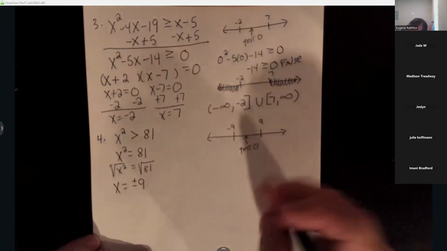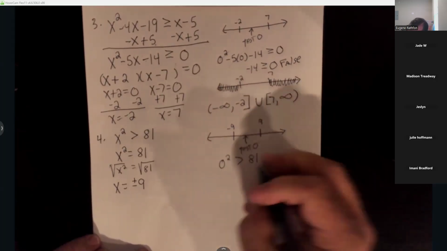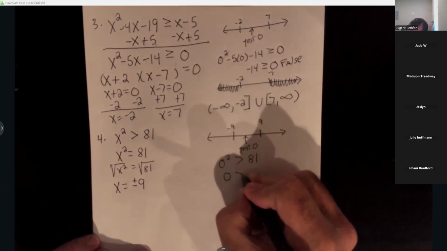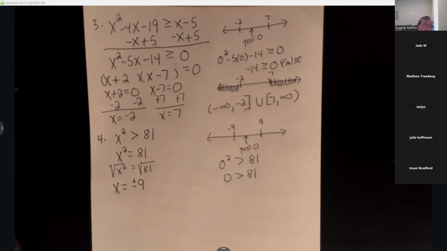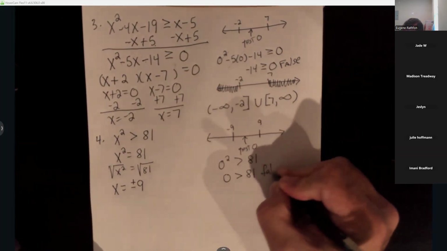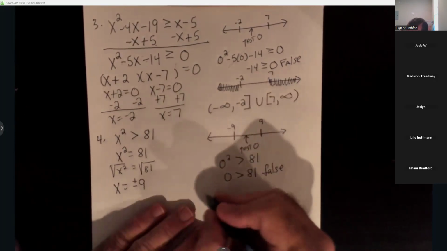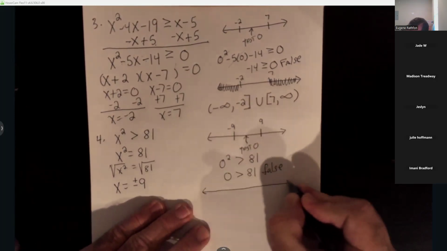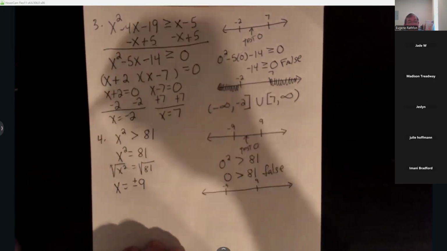All right, so let me see. 0 squared greater than 81. So that is 0 times 0 is 0. 0 greater than 81, true or false? So definitely false, Julie. Good job. So once again, since it's false, I'm not going to shade where the 0 is located. And I'm only going to shade on the outsides.